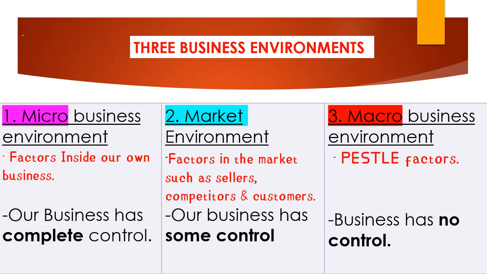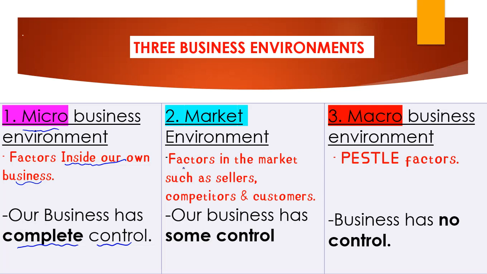Let's look now at the business environments. We have three business environments. Number one is the micro, with an I. So the micro business environment, here we are looking at factors inside our own business. Things that happen inside our own business. And because these factors happen inside the business, we can control them completely. So in the micro environment, we have complete control.